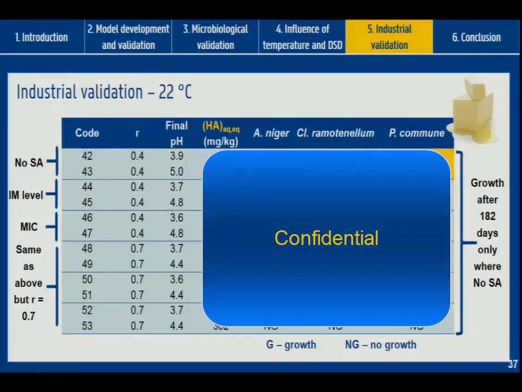Again, you see the same code. So 2 fat levels, 2 pHs, and 3 sorbic acid levels. Now we saw growth in the 40% fat spread, so the low fat spread, of all 3 molds. Again, no growth in any of the systems with sorbic acid. And at 70%, we saw growth of Cladosporium at both pHs and of Aspergillus niger at pH 4.4.